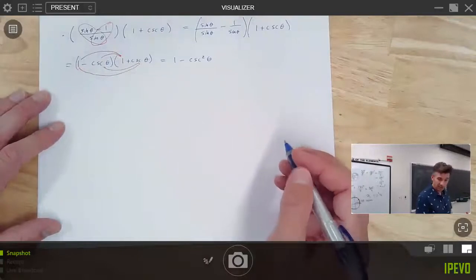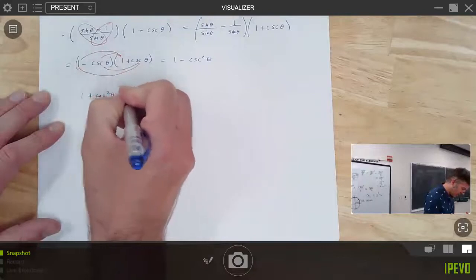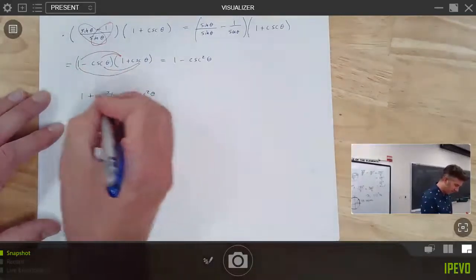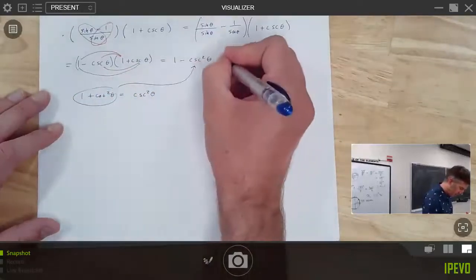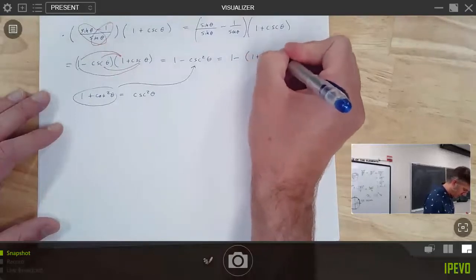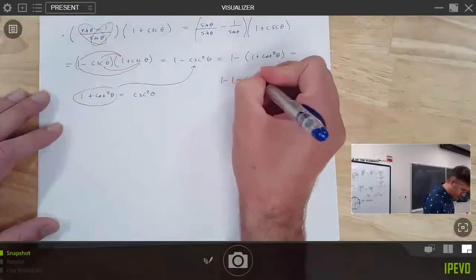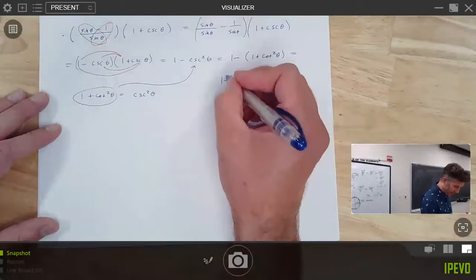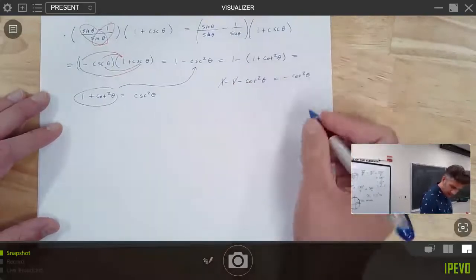I don't remember exactly. I know that 1 plus cotangent squared theta equals cosecant squared theta. So I guess I could substitute that in for cosecant squared and get 1 minus 1 plus cotangent squared theta, which is going to be 1 minus 1 minus cotangent squared theta, right? Distributing the minus sign. And then the 1 minus 1 cancels, and we get negative cotangent squared theta.